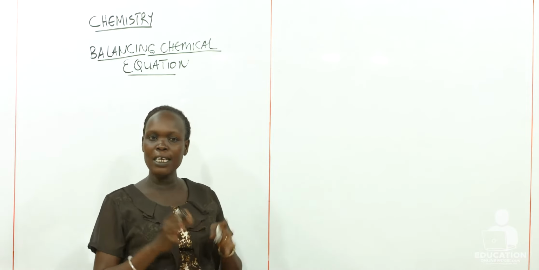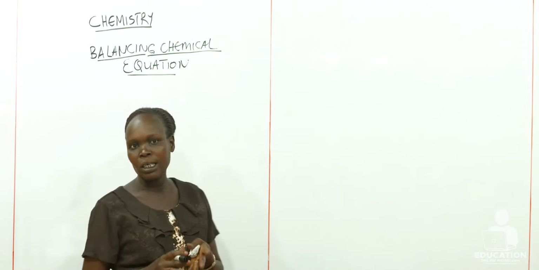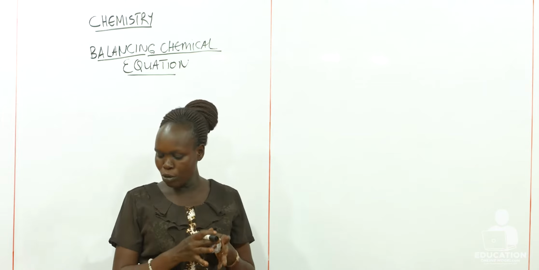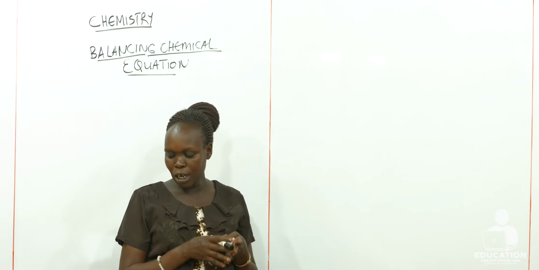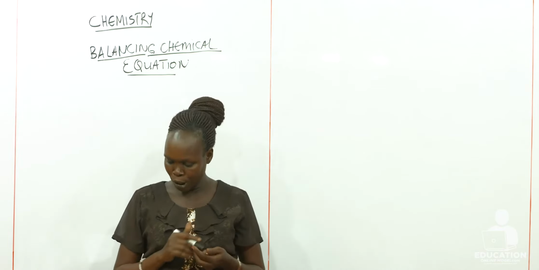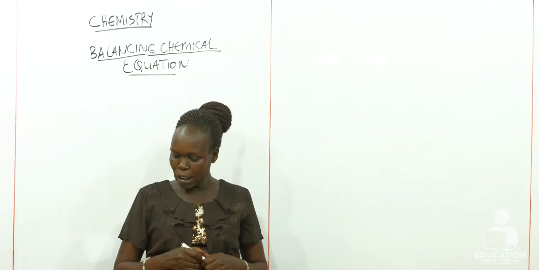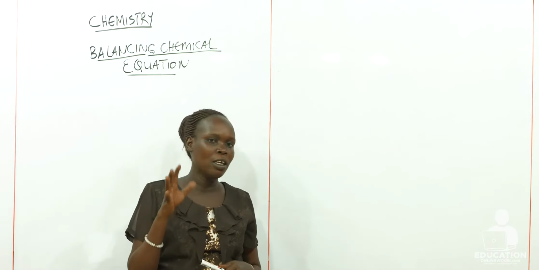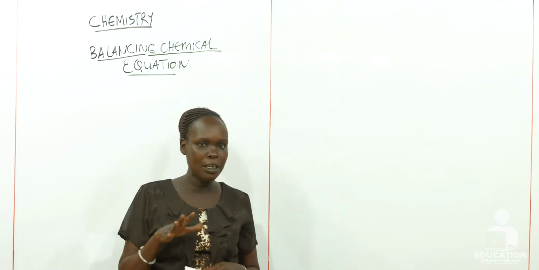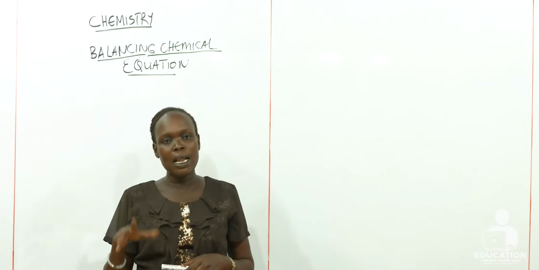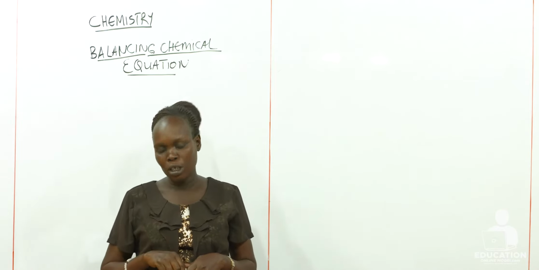First of all, you need to write the correct chemical equation. Then afterwards, you have to know how to write the correct balanced chemical equation. So in this case, if you have written the chemical equation badly, it means you can't balance the chemical equation.